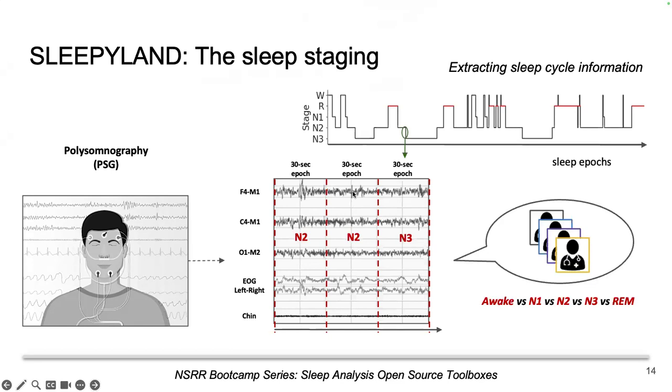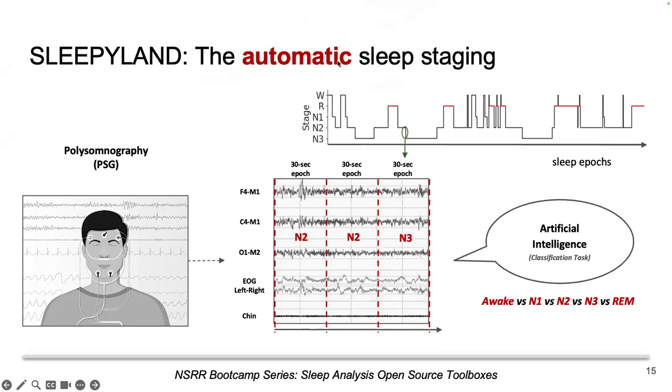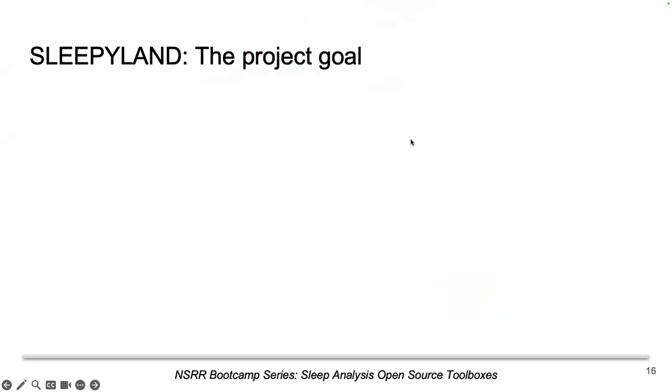And then for each epoch, the physician is going to give the sleep stage. In that case, it was N2, N2, and then N3. Now, what we are trying to do with SLEEPYLAND is to do it automatically, or at least exploit algorithms that solve the task using AI. It may be seen as a standard classification task, where we give an input to the algorithms, these epochs or sequences of epochs, and at the end the algorithms are supposed to give you an output, the sleep stages.